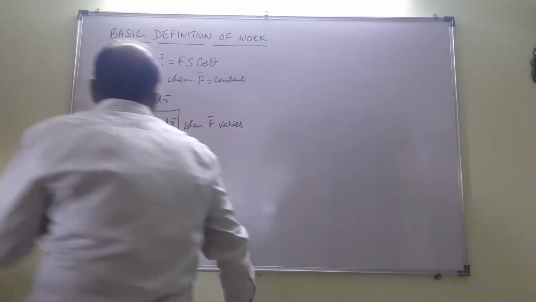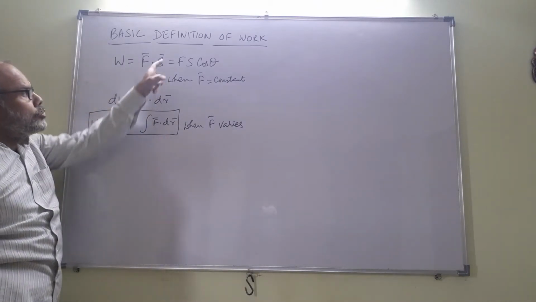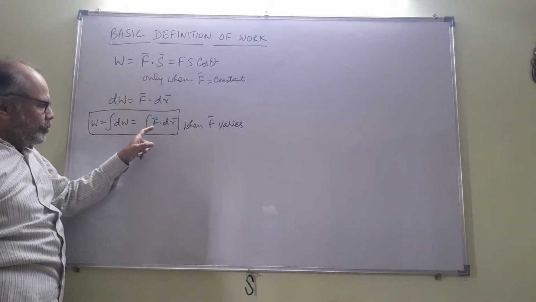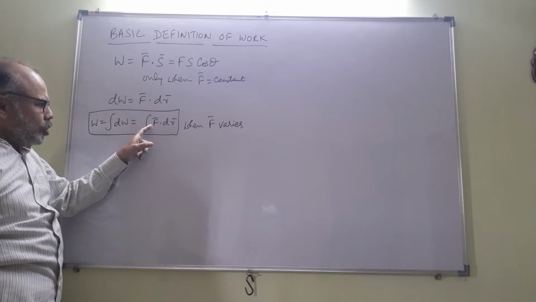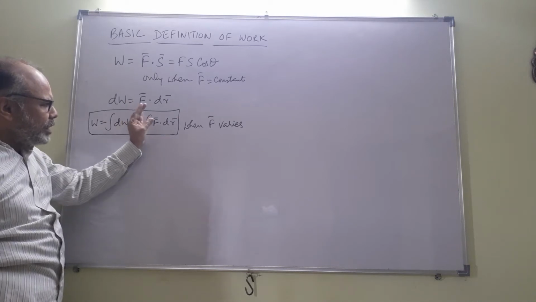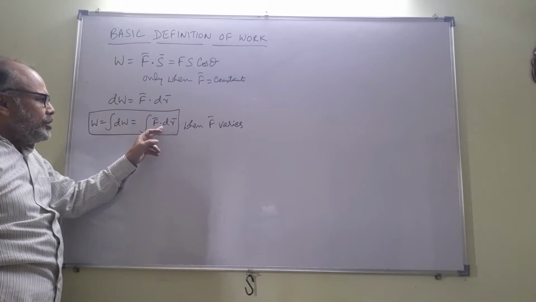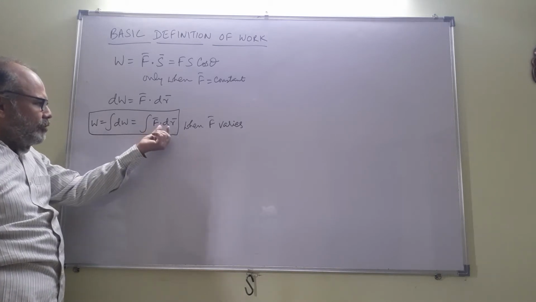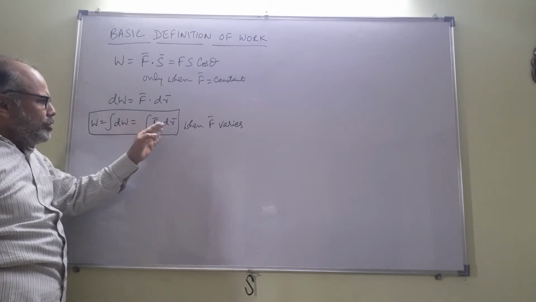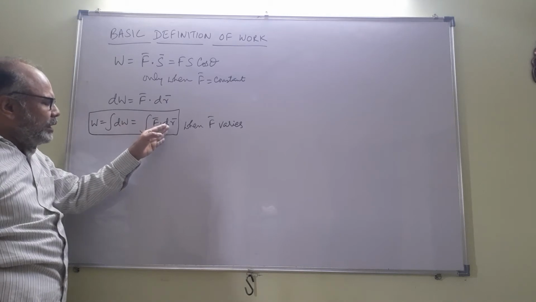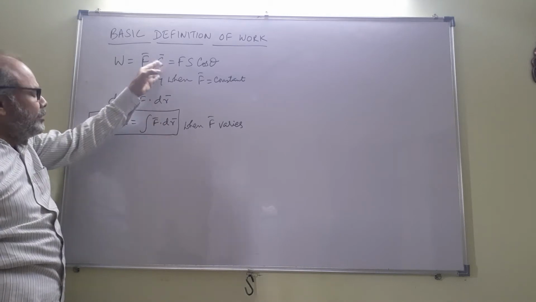You can easily see that this will reduce to this formula when F is constant. When F is constant, it can come out of the integral. So the integral of dr would be the total displacement. dr was the infinitesimal displacement. When you integrate dr, you will get the total displacement S.